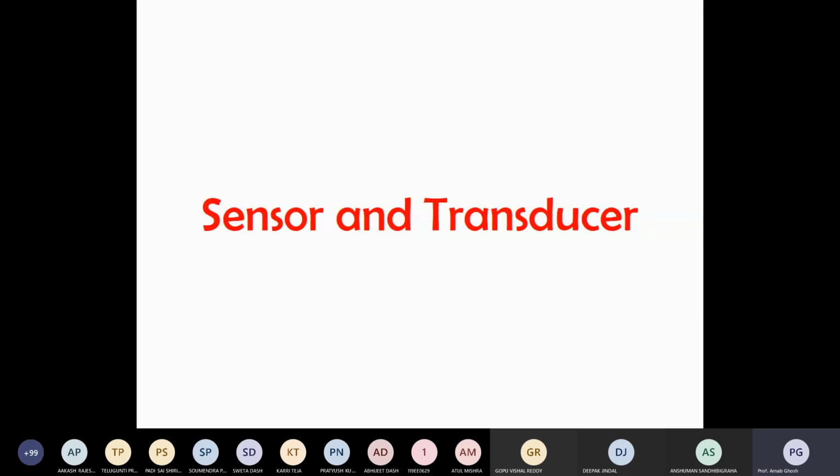I think these terminologies, sensor and transducer, are very well known to you, especially for all of you who are working in different clubs or societies like the robotics club, and in SAC. For robotics especially, they are very familiar with the concept of the sensor.